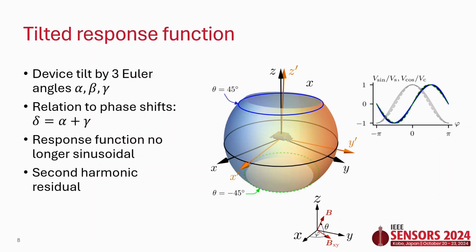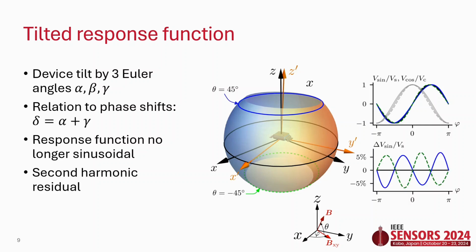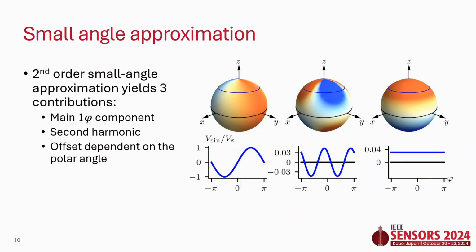But the important takeaway from this slide is that the response function, if the TMR is misaligned, is no longer perfectly sinusoidal. And actually, if you look at the residual, it turns out there's a second harmonic now on top of the sine wave. And not only that, if you do a small angle approximation, it turns out that there are actually 3 main contributions. First, a perfect sine, then a second harmonic that also depends on the polar angle, so it gets stronger towards the poles, and also an offset that depends on the polar angle.